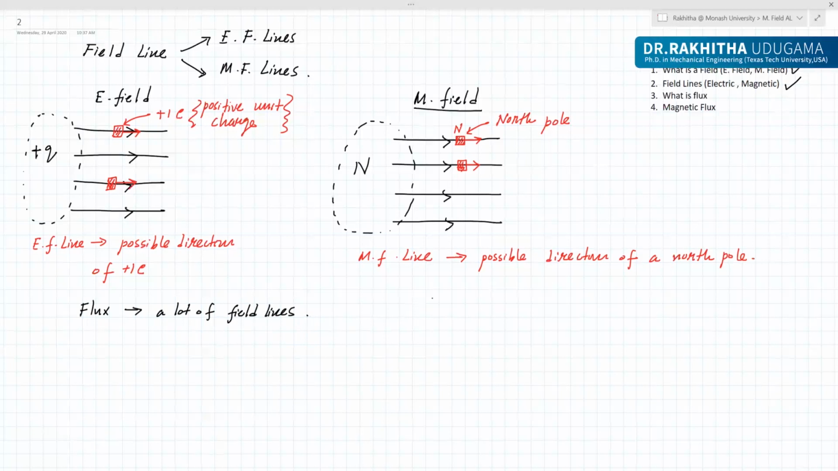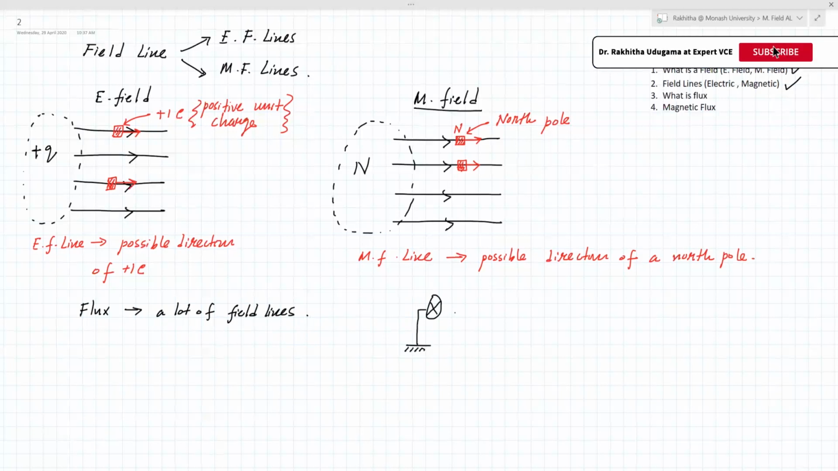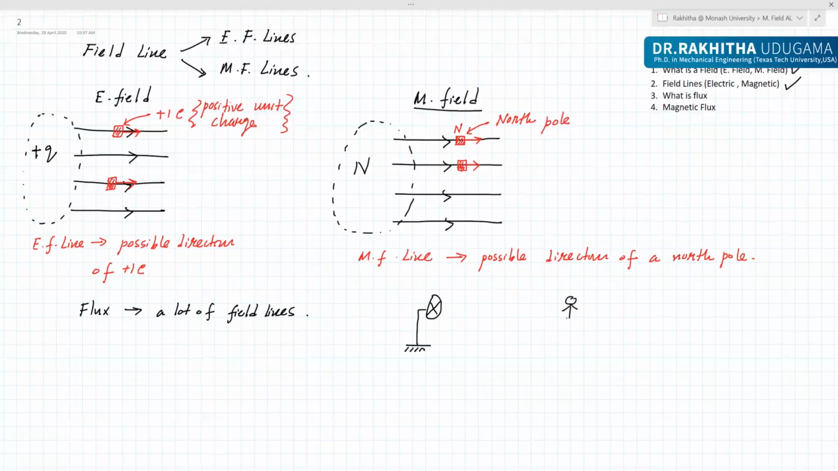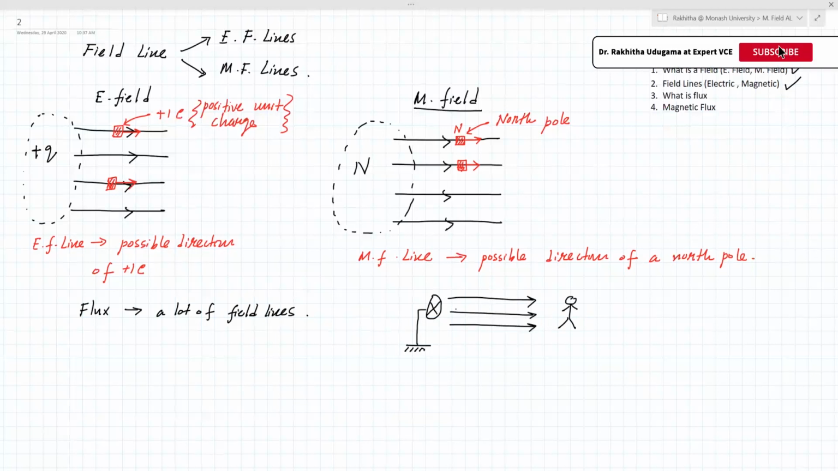Suppose you have a fan here. Okay, so I can't draw it properly, but suppose this is your fan. Okay, and suppose this is you. And once you turn on the fan, you can see the wind is blowing into you like this. Okay, so this is flux. You can consider this as flux. Flux is a bunch of things coming into you.